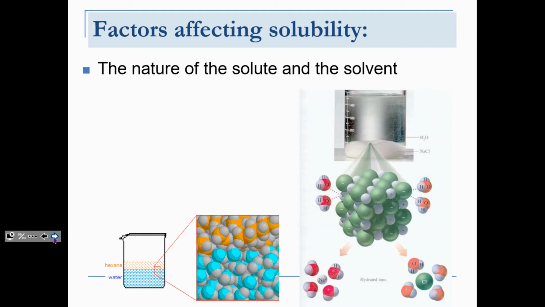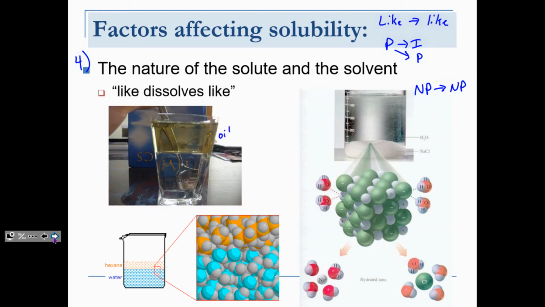The last factor that affects solubility, this is kind of our fourth one here, is the nature of the solute and the solvent. We talked about this earlier when we said that like dissolves like. So polar can dissolve ionic and polar. Nonpolar can dissolve nonpolar. Depending on what the substance is actually made of, it changes how much can be dissolved or not dissolved in something else.